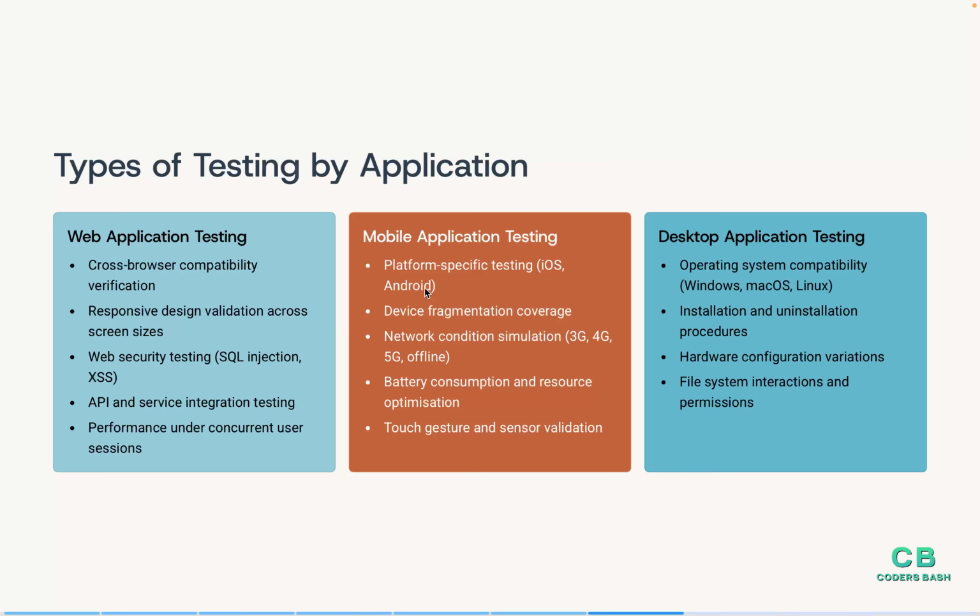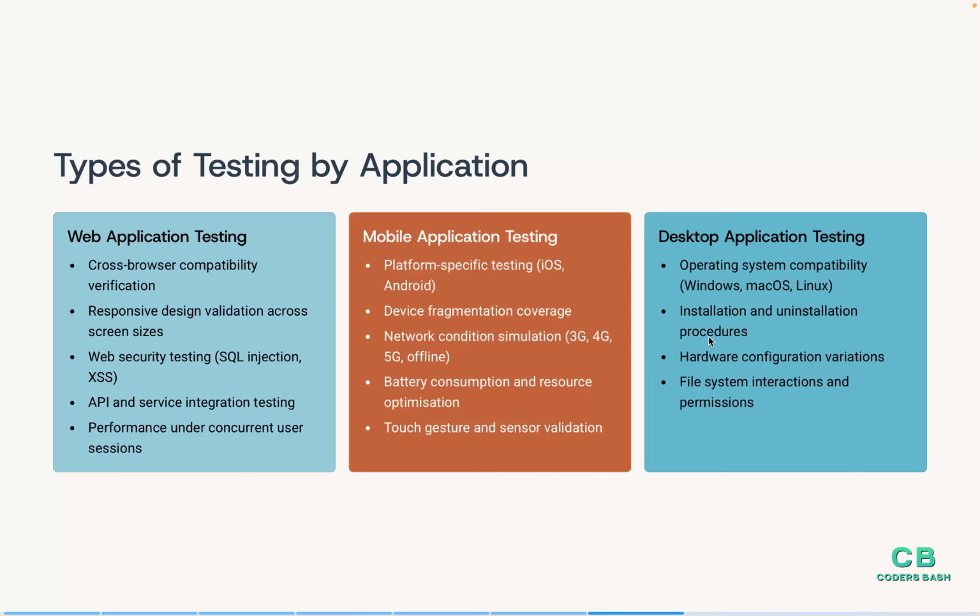And then we have mobile application testing. Under this one we cover platform specific testing, like if it is working fine in Android, then it should work the same in iOS as well. Then we have device fragmentation coverage, network conditions simulation, and battery consumption. So all these types of testing we perform under mobile testing.